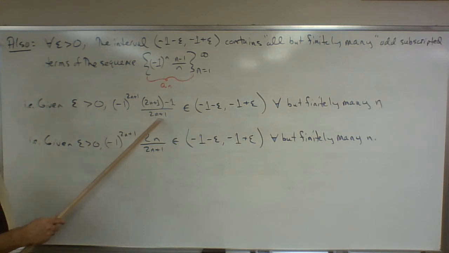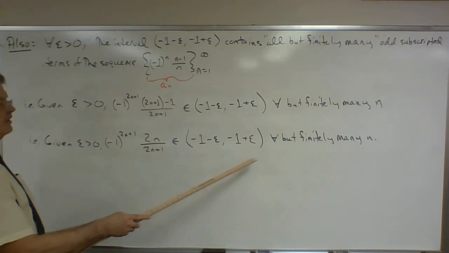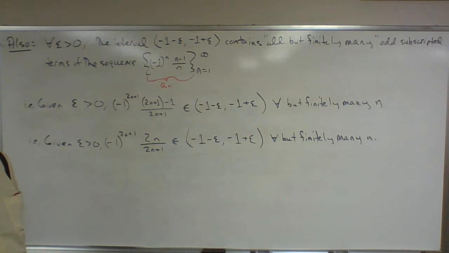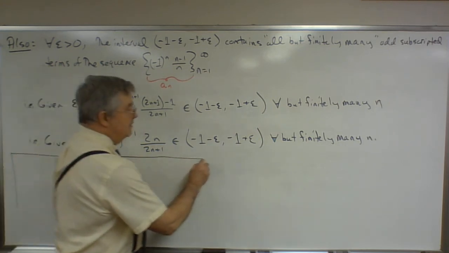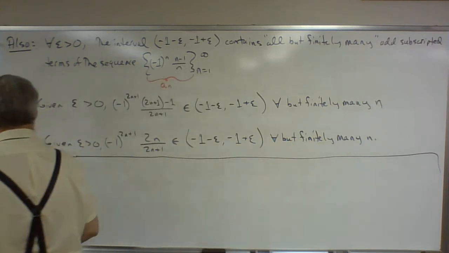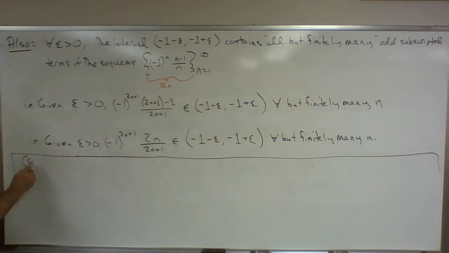And if I simplify this, that means given epsilon greater than 0, negative 1 to the 2n plus 1 times 2n over 2n plus 1 is in this interval for all but finitely many n. So here's what I'm going to do, and I guess I'll take a different approach for this part of the proof than I did for the previous one. I'll hit the chicken switch right away here and just call this scratch work.